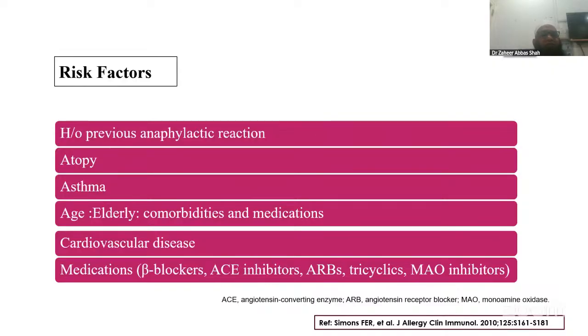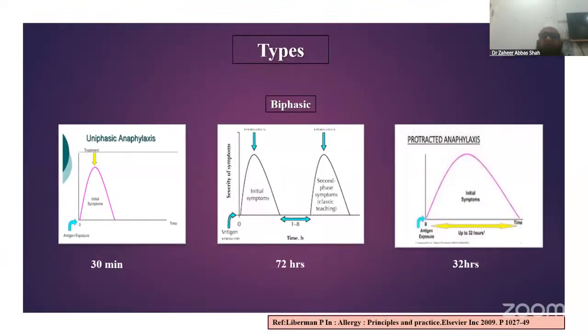Coming to the risk factors for anaphylaxis, there will be a history of previous anaphylactic reaction in that individual, and the individual may be atopic or asthmatic, or an elderly person with comorbidities and medication. Cardiovascular diseases are there too. Certain medications matter: beta blockers like propranolol, atenolol, metoprolol; ACE inhibitors like ramipril, captopril, enalapril, all the prils; and ARBs, all the sartan group. These may flare up the reaction. Monoamine oxidase inhibitors can also give rise to an anaphylactic reaction.